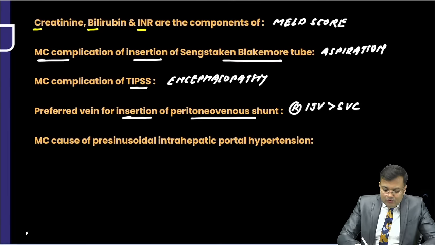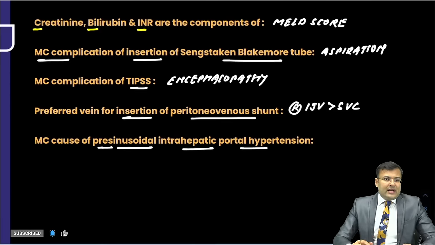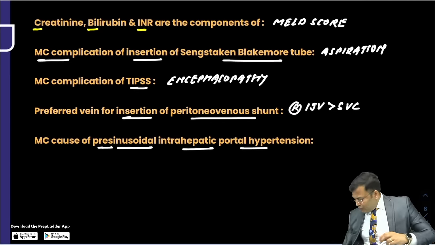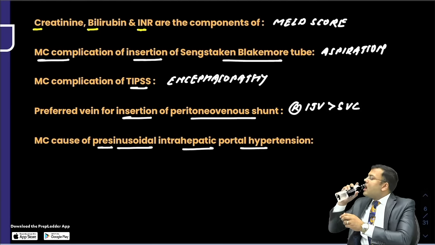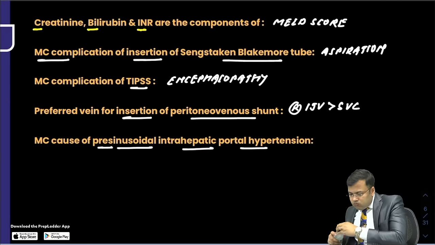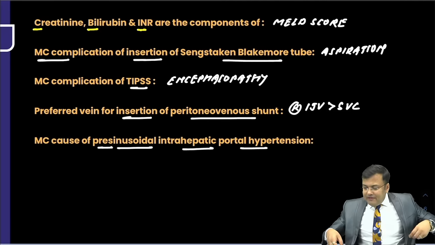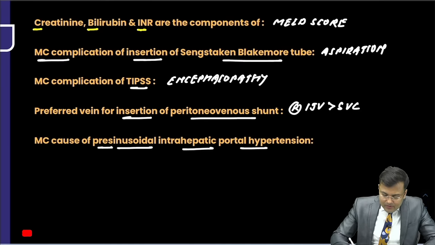Next, what is the most common cause of pre-sinusoidal intrahepatic portal hypertension? Tell me, guys, most common cause. Waiting for your reply. Preeti Devi, first person to reply correctly: schistosomiasis. This is schistosomiasis.